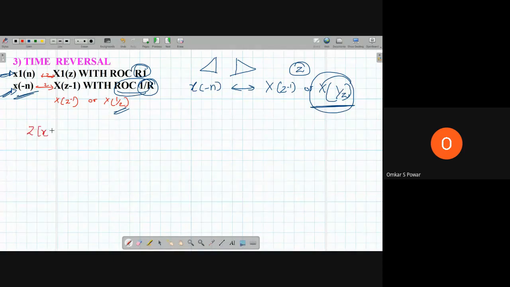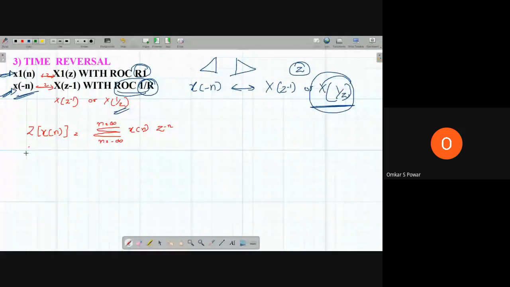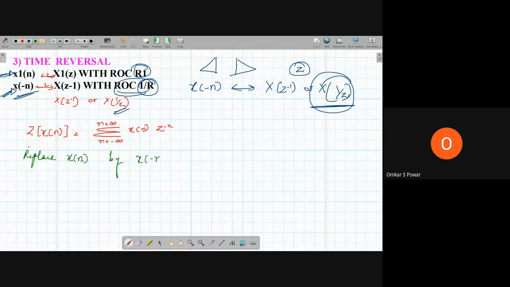So we have the z transform of x of n is equal to summation n varies from minus infinity to infinity x of n z power minus n. Now what you do is you replace x of n by x of minus n. So what do you get? Summation n varies from minus infinity to infinity, replacing x of n by x of minus n, z power minus n.